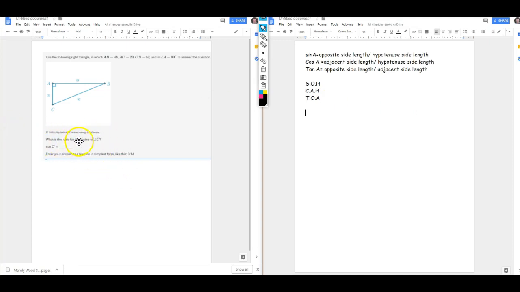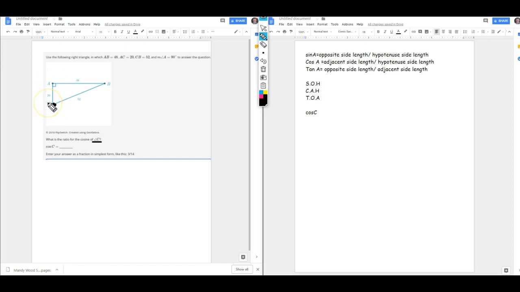So now they're asking us for what the ratio of cosine of angle C is. So they want to know cosine of C in this triangle. So the first question I'm asking myself is, what is the opposite side, adjacent side, and the hypotenuse side? And I have to know how to label that on this triangle. How we know what the opposite side and the adjacent side length is based on the angle they give us. They're asking us based on angle C. So angle C is how I'm going to be labeling. It's my perspective of the side lengths.